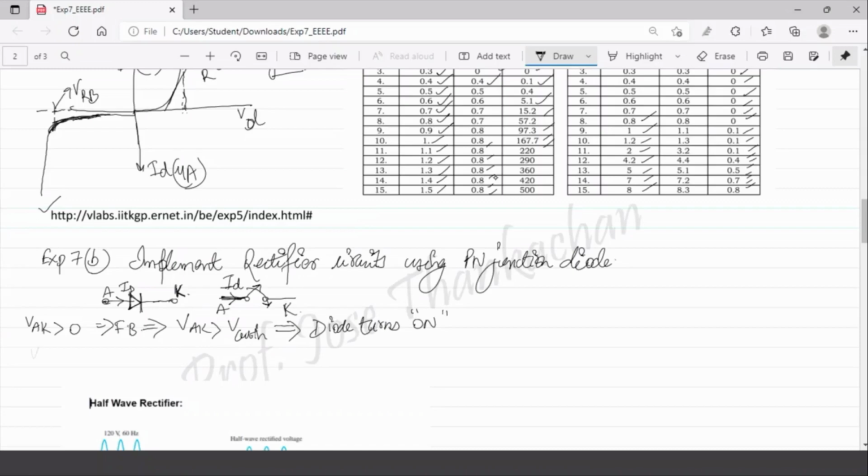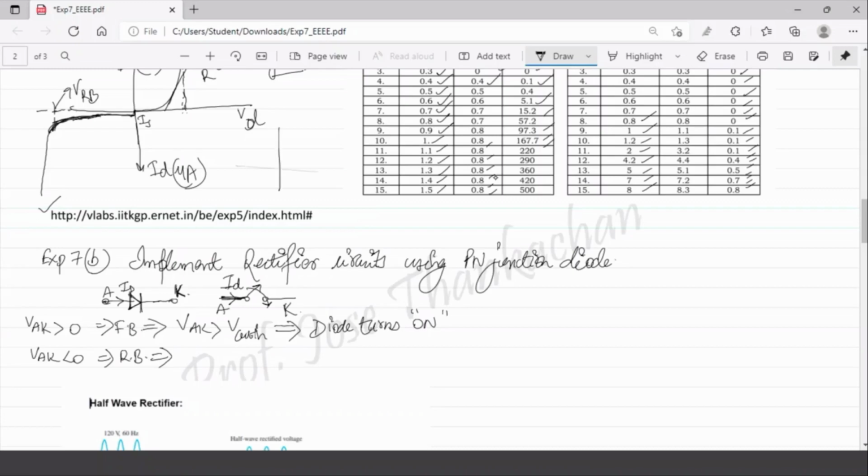Now what happens when VAK is less than 0? We know that this is the reverse bias condition, and if this condition exists, what will happen? There will be no flow due to the majority carriers, only a negligibly small amount of current will flow from cathode to anode, and that is known as the reverse saturation current. You can see the value of the current here, this is IS, in the opposite direction from cathode to anode. This is very small when compared to the actual current.